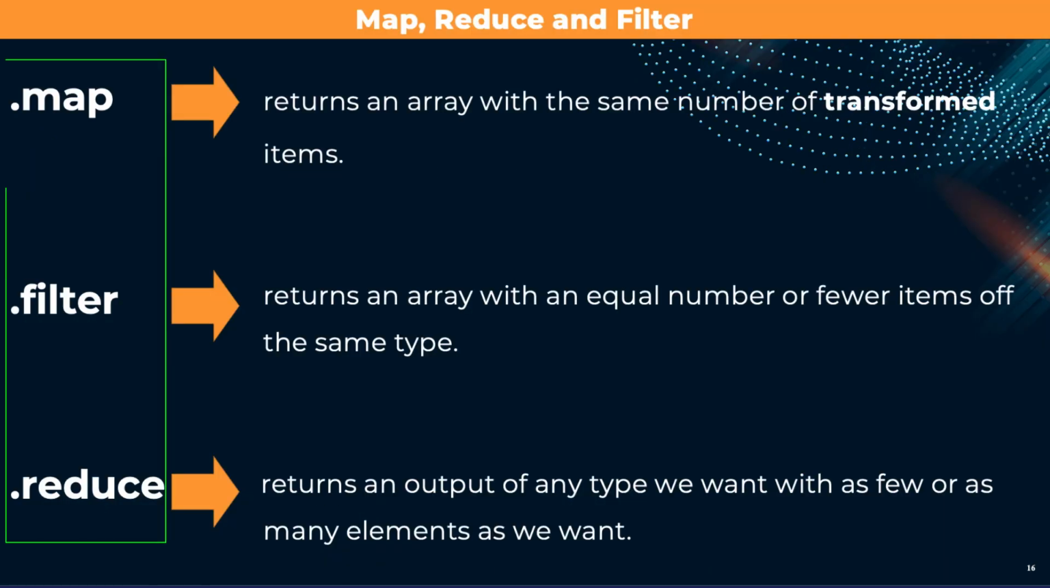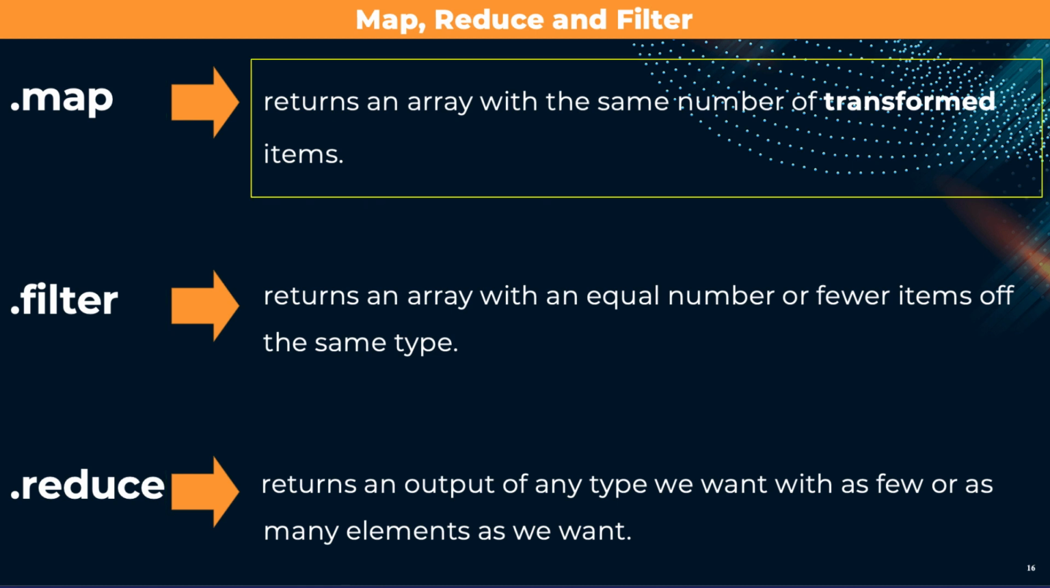The map, reduce and filter functions belong to an iterable or to an array. So if we have an array and we use a map function on it, it will return an array with the same number of transformed items. So if we start with 5 items, we will get 5 back. We could make them the same, but we could also transform them. For example, we could add 10% to them.